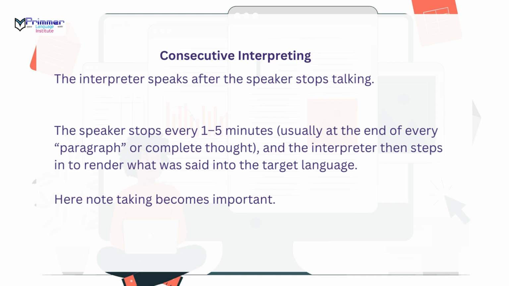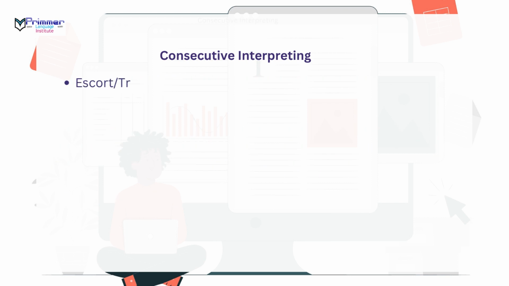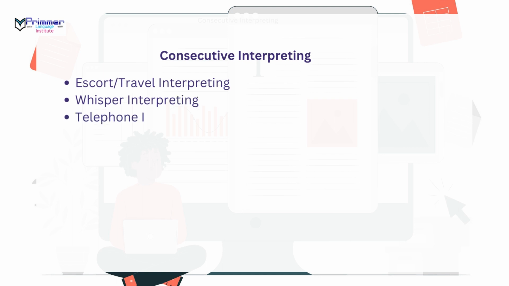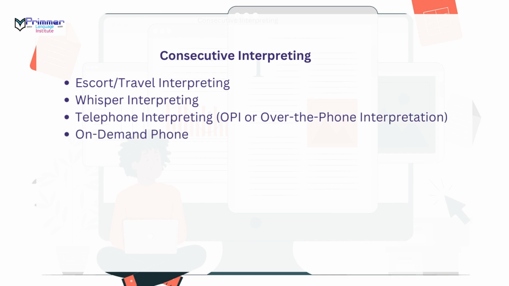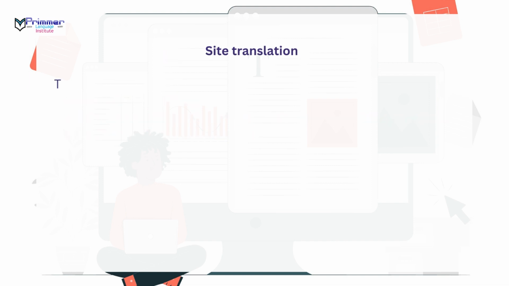Under consecutive interpreting, we have other ones. We have escort or travel interpreting, whisper interpreting, phone interpreting, and on-demand phone interpreting. So these are other kinds of interpreting, though not as popular as the other three we mentioned, but are also available. The last one is sight translation. This is an oral rendition of a written text.